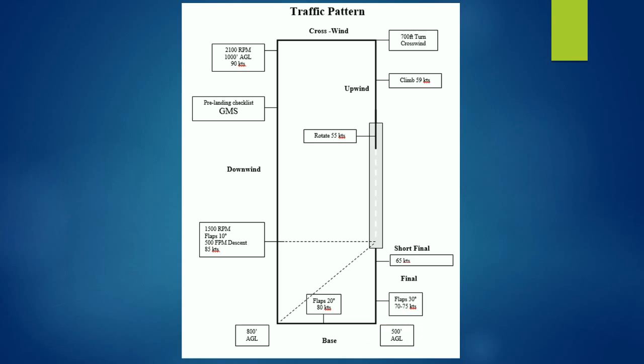As you turn final, add your final notch of flaps. That'll be 30 degrees. You should be at an airspeed of around 70 to 75 knots. Then we're slowing to about 65 knots for short final.